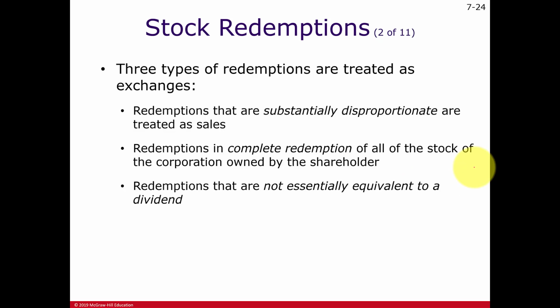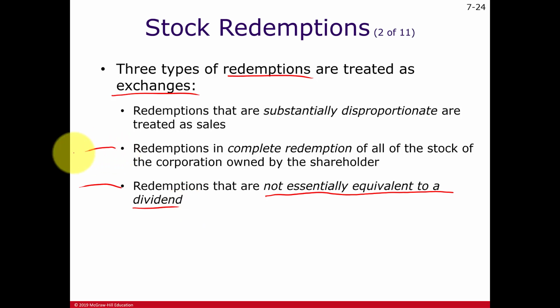Let's see. So here are the three conditions you need to meet to be treated as a redemption, that's a sale or exchange and not a dividend. Let's start off with this bottom one first, where it says the redemption is not essentially equivalent to a dividend, which is a very subjective statement. What you have to do is look at all the situations where the IRS has ruled a redemption to be either a dividend or an exchange on a case-by-case basis. Okay, so not too common for that one.